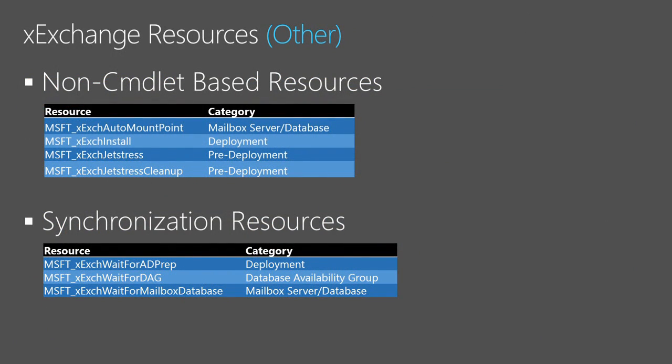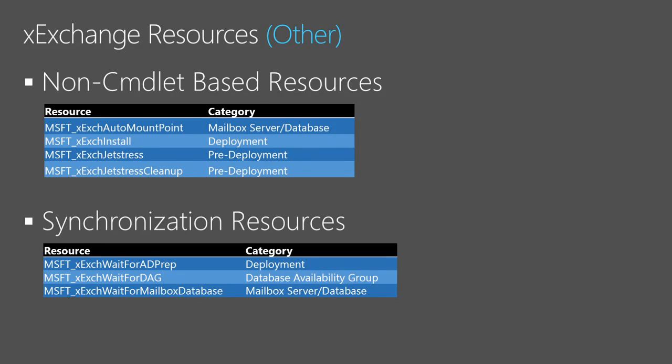The non-commandlet-based ones are essentially used for big parts of configuring Exchange, but aren't necessarily doing stuff directly with PowerShell. So the first one, the auto mount point resource, that's used for setting up the database and mount point structure for auto reseed. So for anyone in here that's ever configured auto reseed for Exchange 2013 before, you have to set up a pretty complex mount point structure, potentially have multiple mount points per disk. It's common to have 4 points per disk, depending on how many copies you have per database.